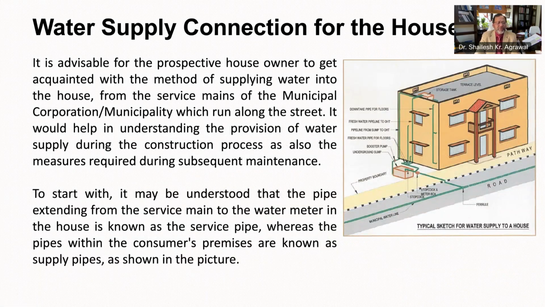It is always advisable for the prospective house owner to get acquainted with the method of supplying water into the house from the service mains of the municipal corporation or municipality which run along the street. It would help in understanding the provisions of water supply during the construction process as also the measures required during subsequent maintenance. To start with, it should be understood that the pipe extending from the service main to the water meter in the house is known as the service pipe, as shown in this picture, whereas the pipes within the consumer premises are known as supply pipes.